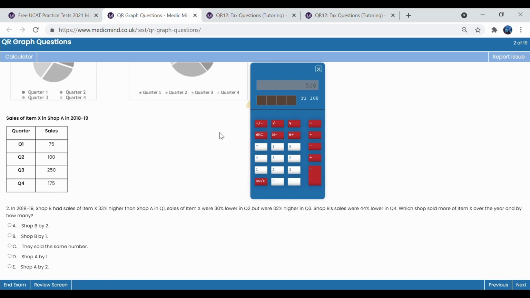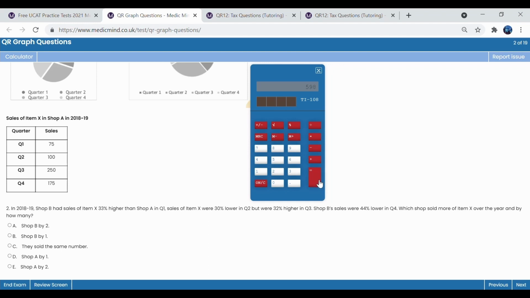So now 175 times 0.44 is 77. So 175 minus 77 is 98. So we had 500, so now we have 598. So 598 is the total for shop B.